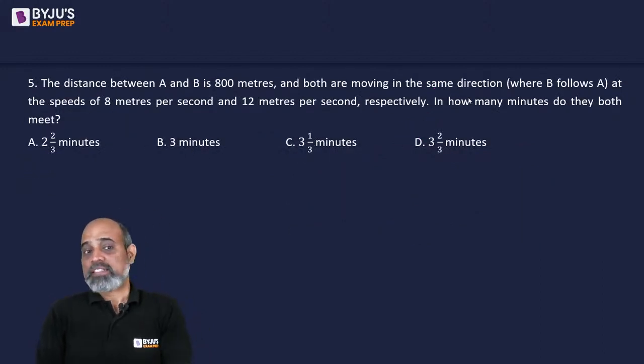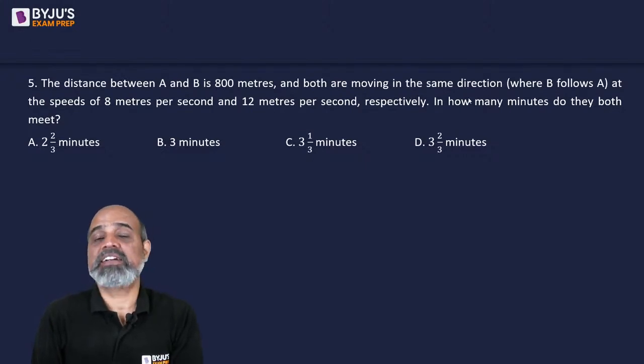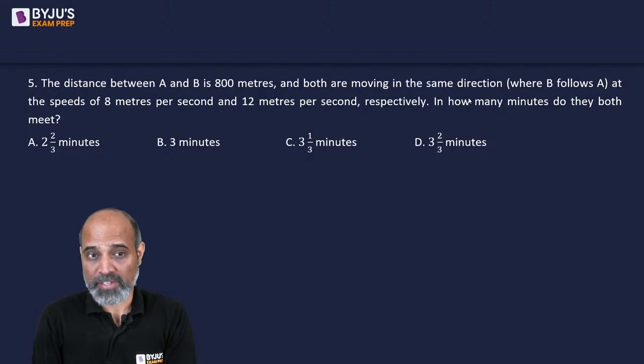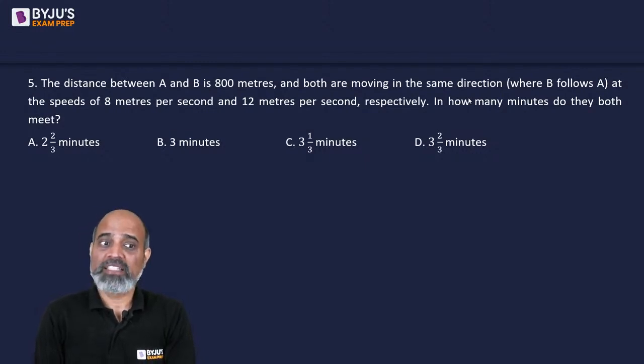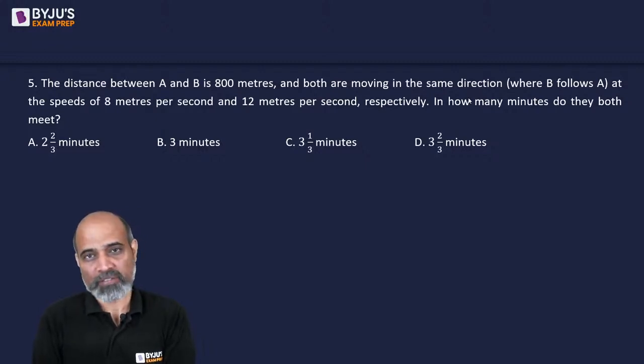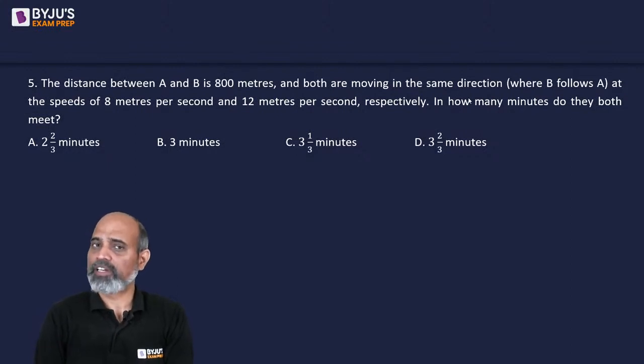Next, the distance between A and B is 800 meters and both are moving in the same direction where B follows A at the speeds of 8 meters per second and 12 meters per second respectively. In how many minutes do they both meet? Straightforward question of relative speed का formula है ना?